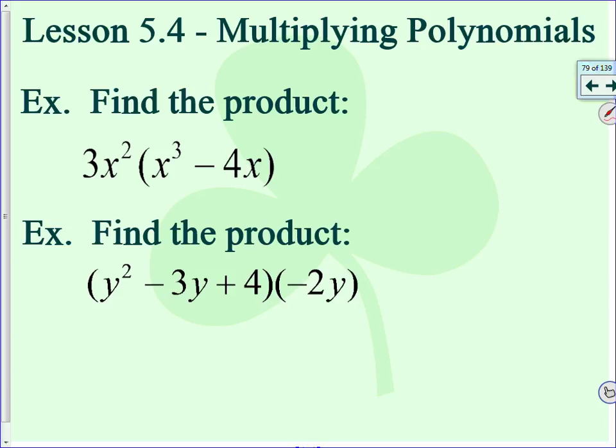So here we have 3x squared times x cubed. And we're going to find the product. Product means the result when we multiply. All right? So when we multiply 3x squared times x cubed, Twinkle, what would we get when we multiply those two together? Close. It's 3x to the fifth. Because when we multiply these together, we're going to add the exponents.